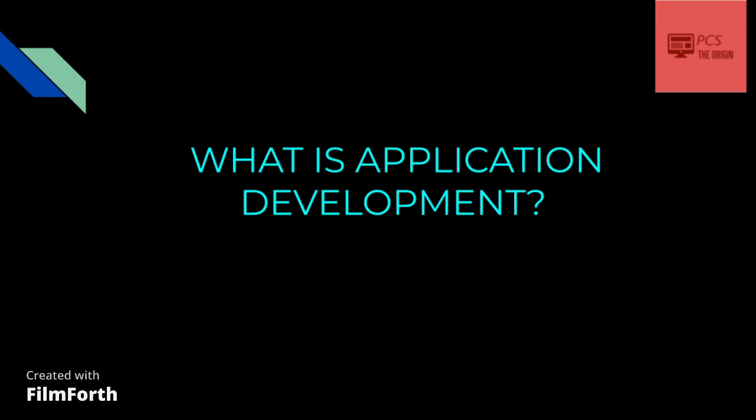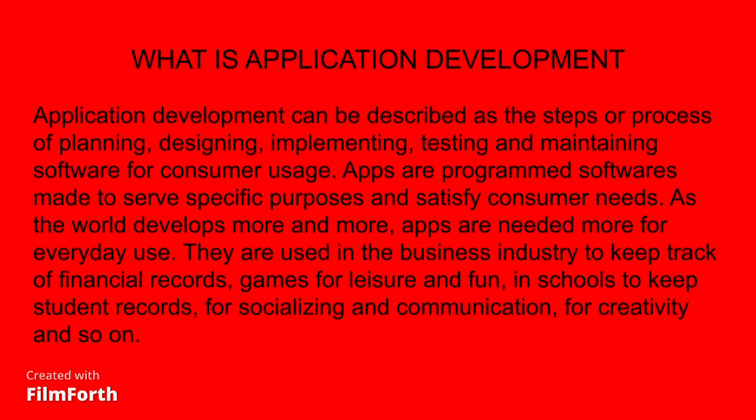Now, let us talk about application development. To understand the stages involved, we must first understand what application development means. Application development can be described as the steps or process of planning, designing, implementing, testing, and maintaining software for consumer usage. Apps are programmed software made to serve specific purposes and satisfy consumer needs.